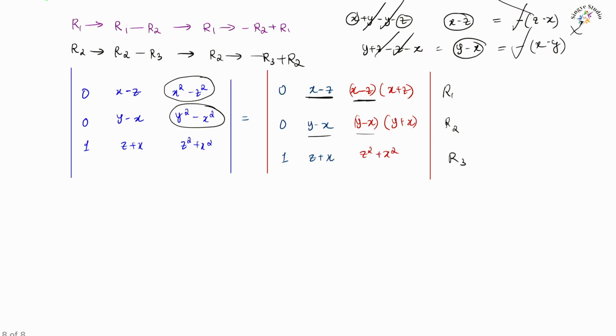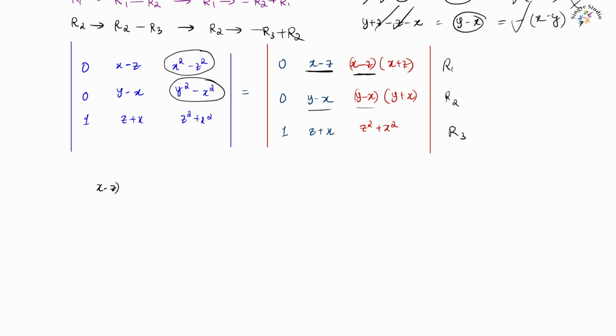So our new determinant will be x minus z from row 1 and y minus x from row 2 times the determinant 0, 1, x plus z; 0, 1, y plus x; and 1, z plus x, z squared plus x squared. Okay, so this is our new determinant. We are using the properties of the determinant to evaluate it.